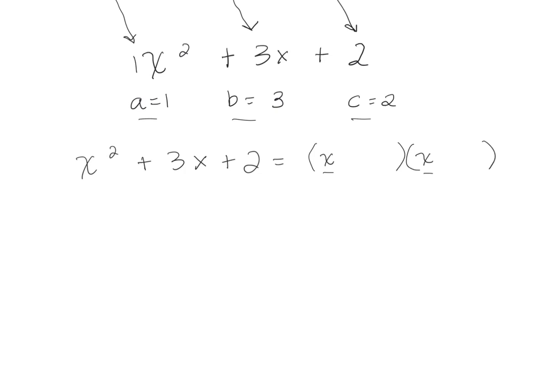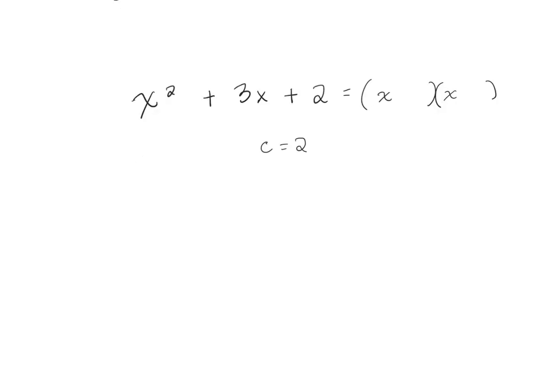What does c equal again? C is equal to 2. And if we have a plus sign right here, that means that this number b is equal to the sum of the factors of c. 3 is equal to the sum of the factors of 2. So what are the factors? That would be my next step, to write c and write the factors. The factors are what numbers multiply to give me 2.